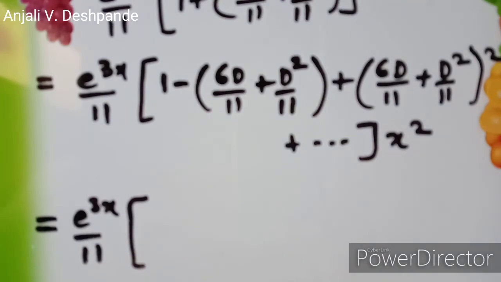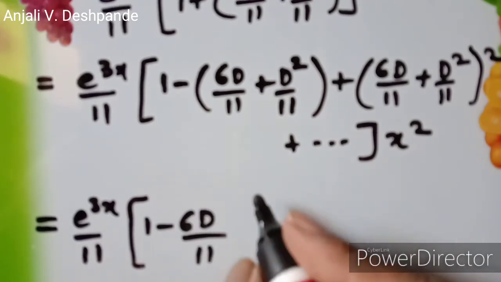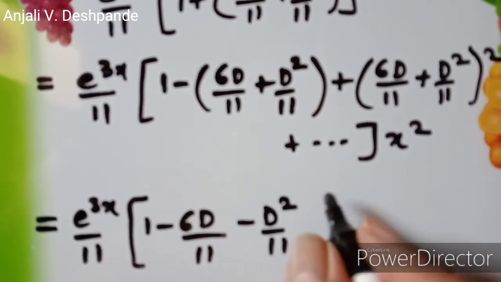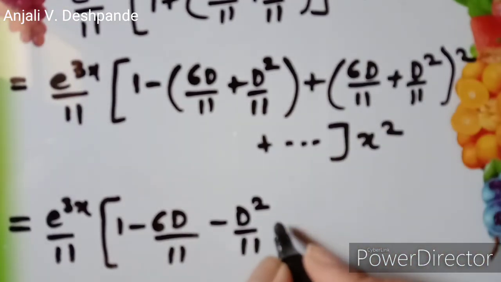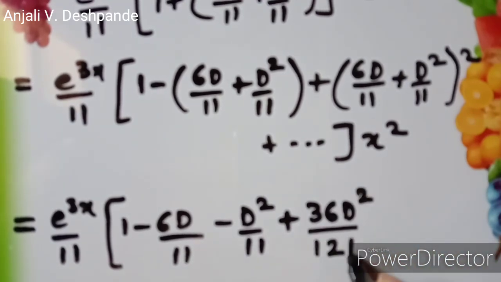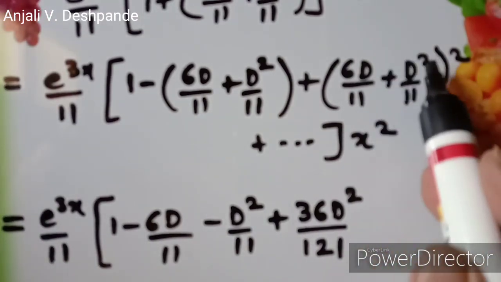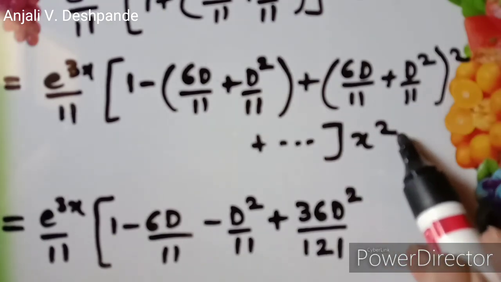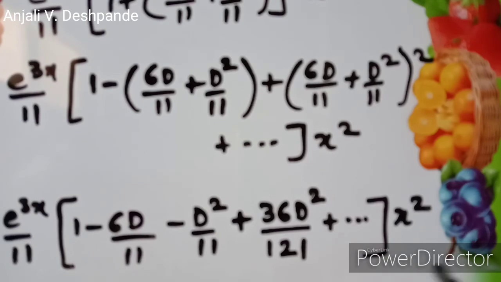Now we will just open up the brackets. So 1 minus 6D divided by 11, then we will have minus D square divided by 11. Then next one will be, see, this is squared, so plus 36D square divided by 121. Now remaining terms in this expansion, they will go to the power 3 and power 4, and here we have to operate on x square. So the derivative beyond the second derivative does not exist. So I will stop writing these terms. This is plus and so on, x square.